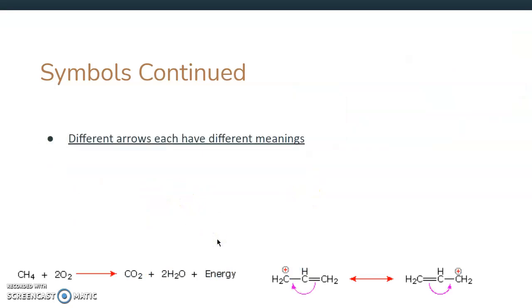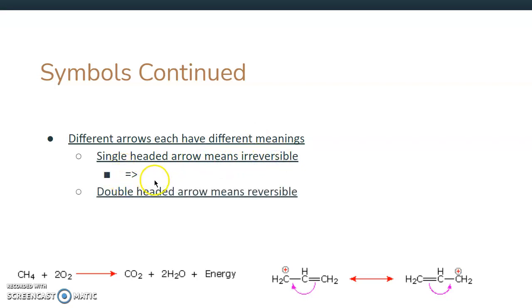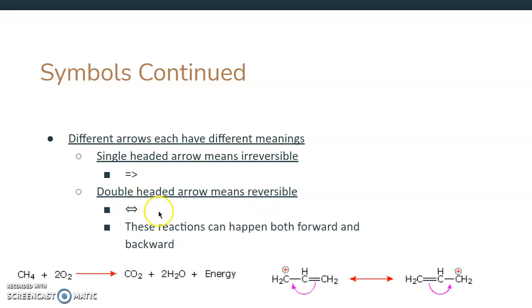We also have some other symbols, different arrows, that have different meanings. So we're going to talk about our arrows now. A single-headed arrow means an irreversible reaction, and they look something like this, while a double-headed arrow means reversible, and it looks something like this, where there's an arrowhead on each side. So these reversible reactions mean that they can happen both forward and backward.